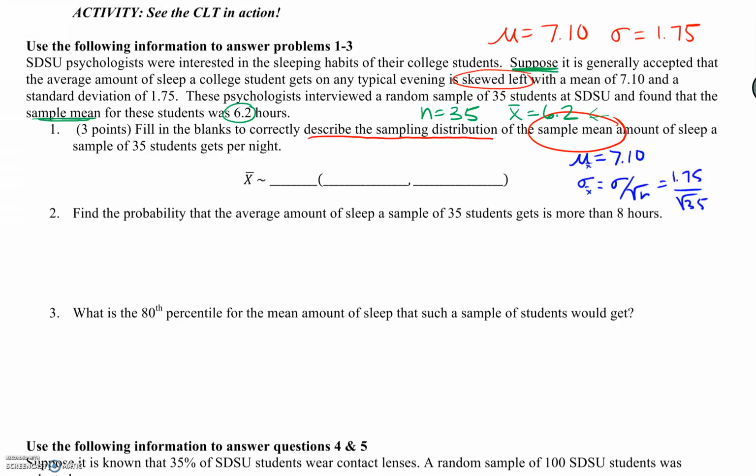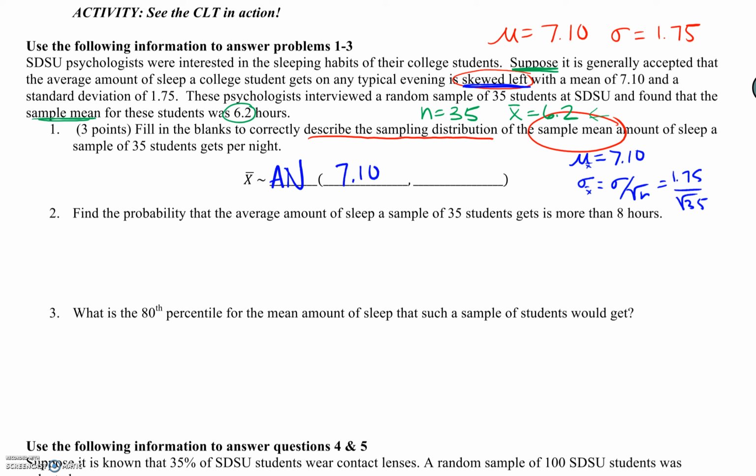Now, if you remember, we had two options for the actual distribution. The distribution was either normal or approximately normal when it came to the sample mean. Since we were told this thing is skewed to the left, this was not normal to begin with. So the best we can do is get approximate normality using the central limit theorem. So since our n is big enough, it's bigger than 30, we have approximate normality.